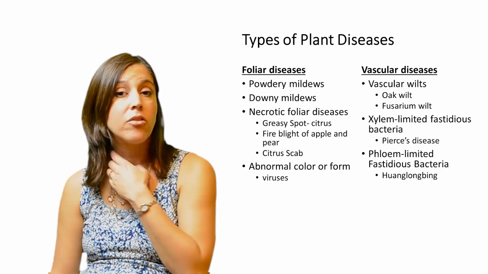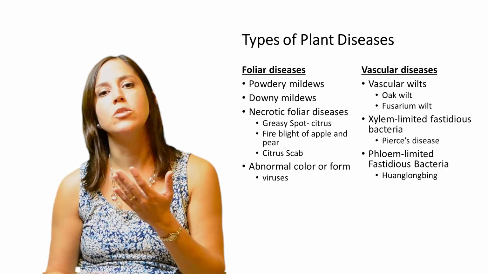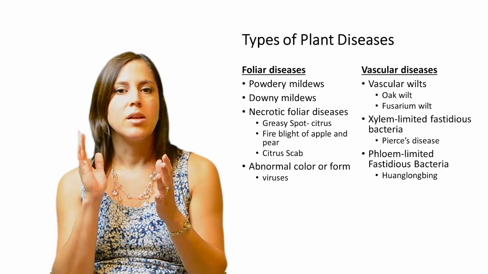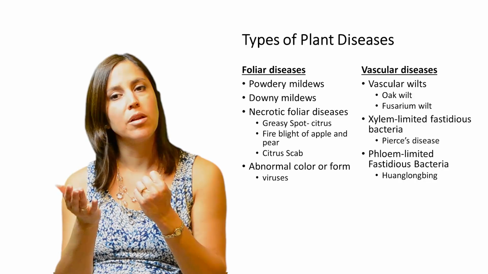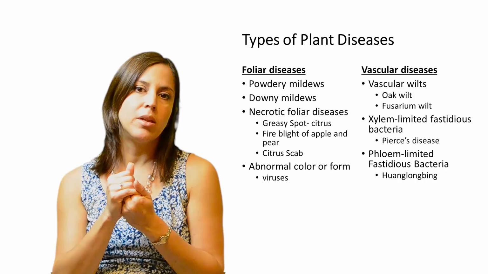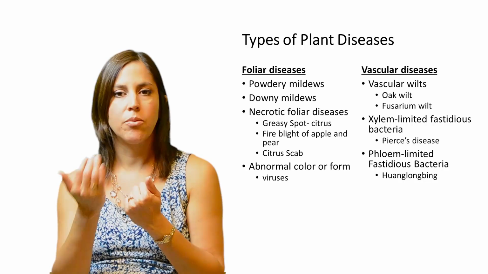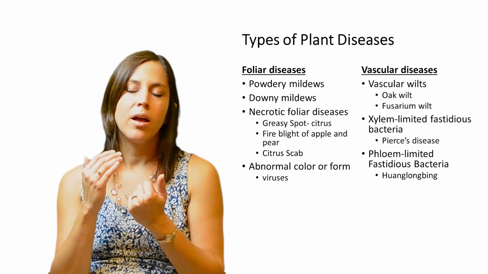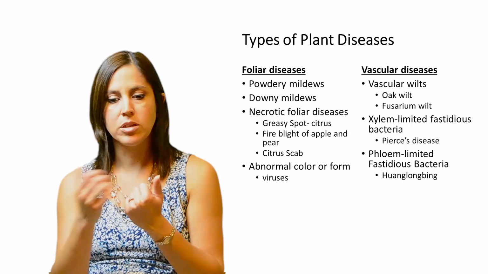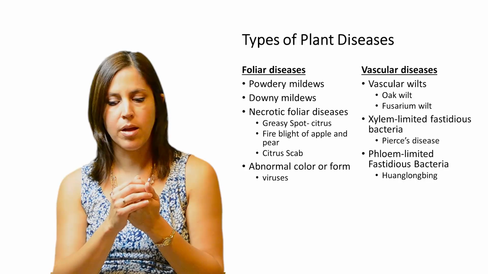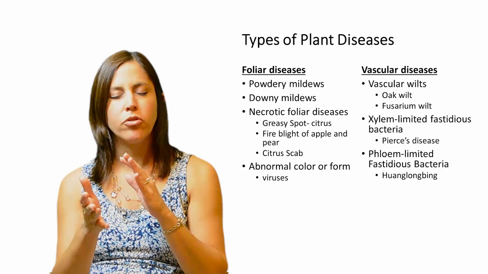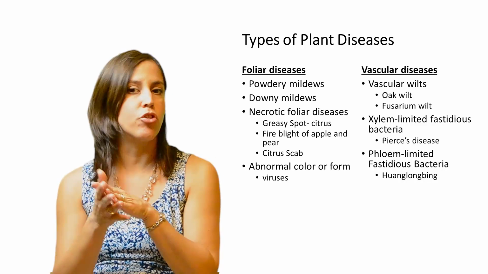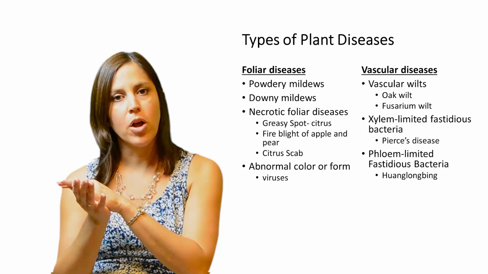And for the next class, we're going to be covering the vascular diseases: vascular wilts, xylem limited fastidious bacteria, like for example Pierce's disease in grapes, and also phloem limited fastidious bacteria. The classic example is Huanglongbing, which is caused by a bacterium that causes a disease in citrus, also known as citrus greening, but we're going to cover that next class.